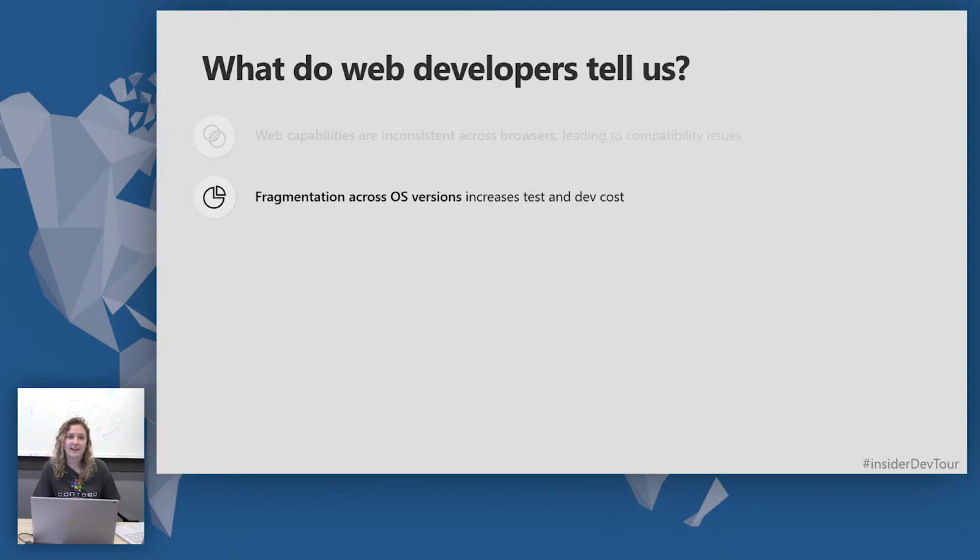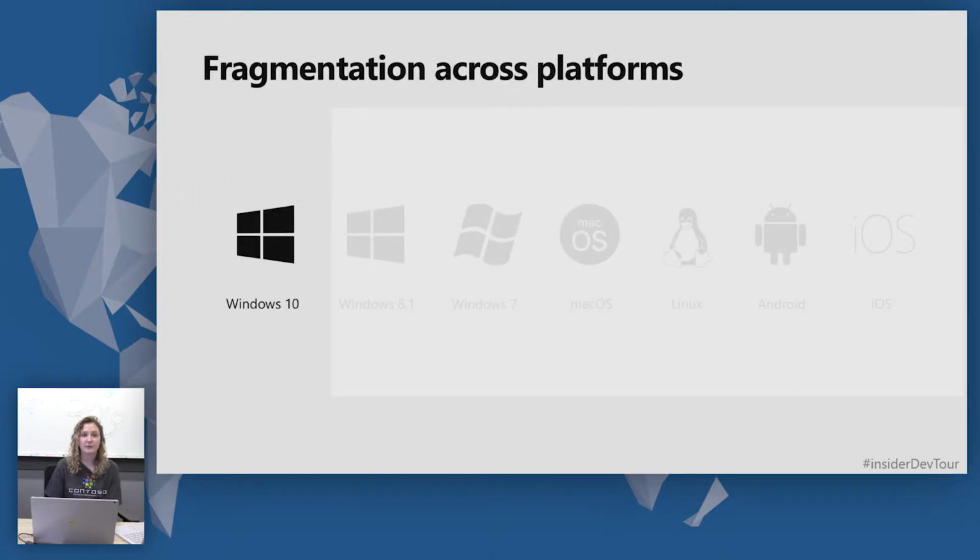Another issue you tell us is how fragmentation across browser versions and operating systems increases your test and development costs. You may have encountered fragmentation across operating systems. Edge is currently only supported on Windows 10, and if you develop on Mac, this means it's very difficult for you to test Edge. Either you need to install a VM, keep a separate computer for Edge, or rely on testing in production for your users, which isn't giving them the best experience.